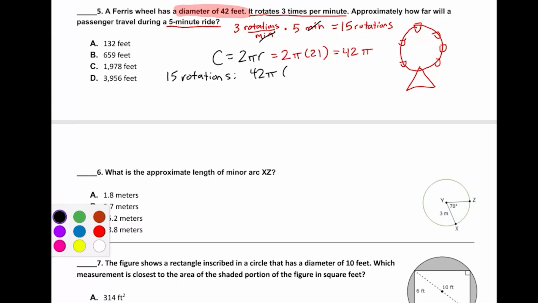42 pi times 15. Now looking at all the answer choices, none of them are in terms of pi. So we're going to multiply that pi out in the calculator along with the 42 times 15. 42 times 15 is 630. And then if we multiply that by pi, we get approximately 1,979 feet. So our answer here, well, looks like it's a little off here. It must have been some kind of rounding error, but the closest one is C.